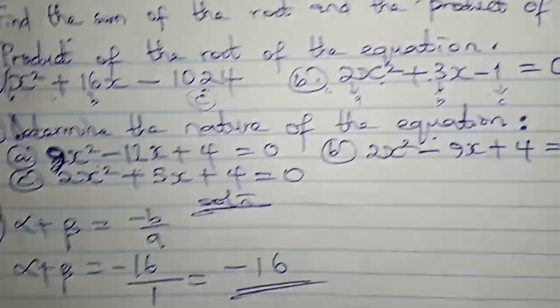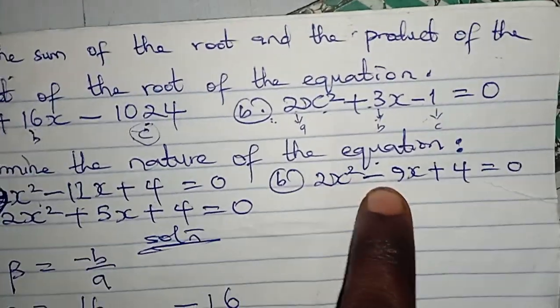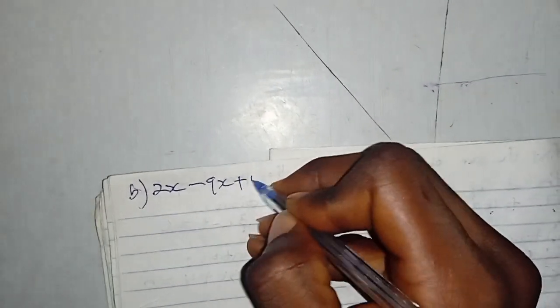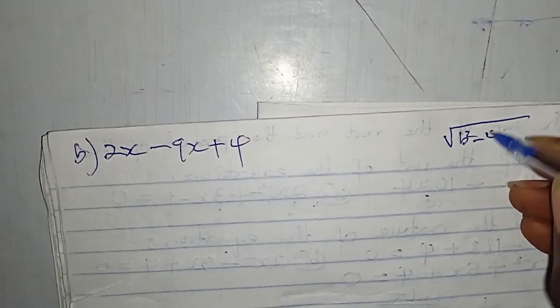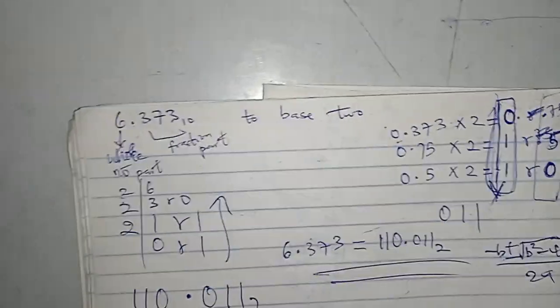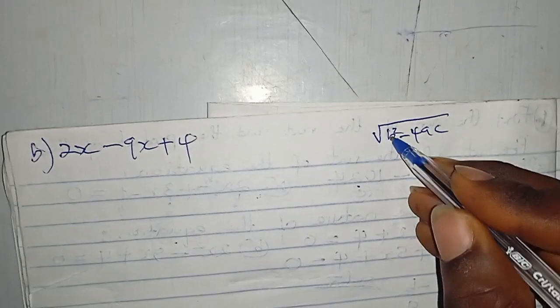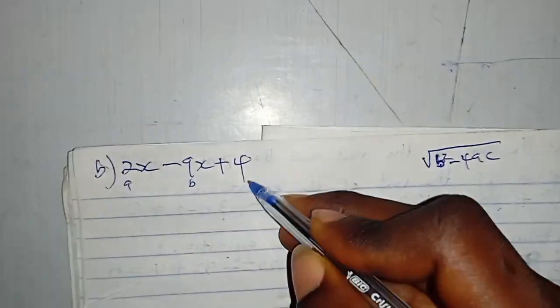So let's use the second part of the equation. See this part, 2x squared minus 9x plus 4. We'll just bring out the discriminant, which is b squared minus 4ac. Only the discriminant is what we're bringing out. So this is b, this is a, this is c. Always know this.